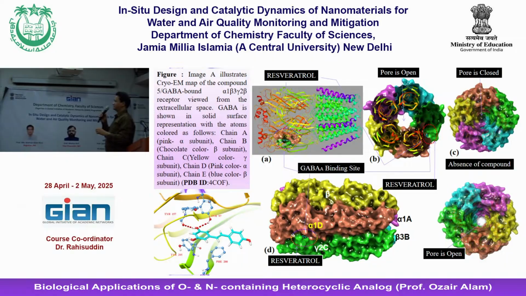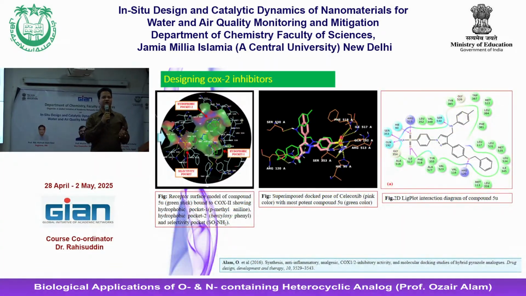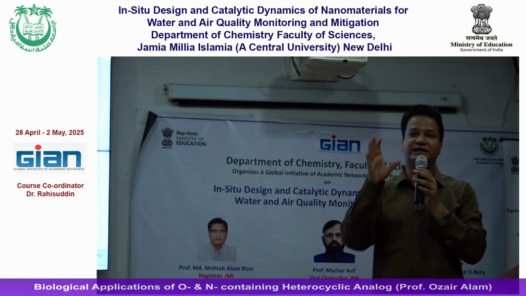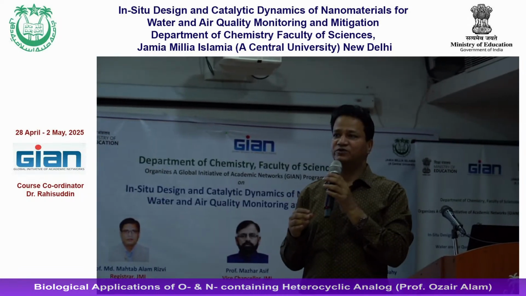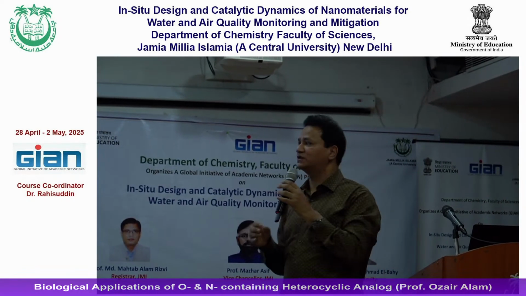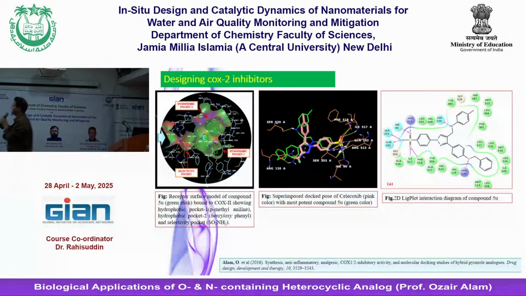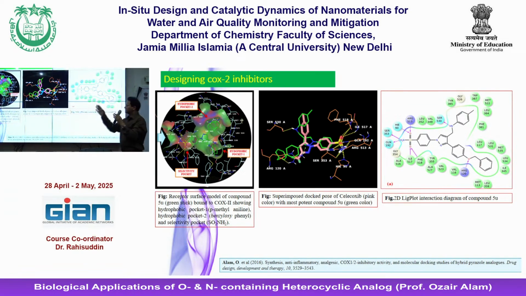How do you design a COX-2 inhibitor? In the case of COX-1 and COX-2, computationally, how can you tell whether it is COX-1 or COX-2? There is an amino acid called isoleucine 523 in COX-1, and in COX-2 it is valine 523. So the molecule is big.